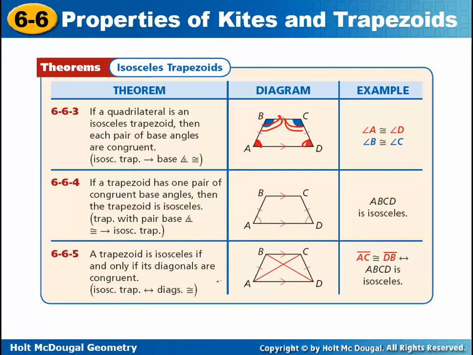And a trapezoid is isosceles if and only if its diagonals are congruent. So this one works both ways. If you know that the diagonals are congruent, then you know that it's an isosceles. Also, if you know that it's an isosceles trapezoid, then the diagonals are equal. So it goes both ways, that one.